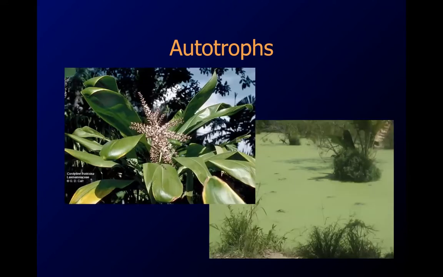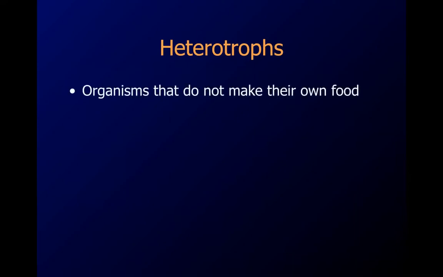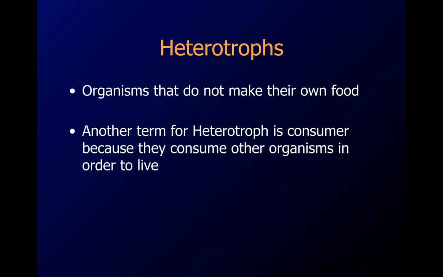Here are perfect examples of autotrophs. Now, this substance that you see here on the aquatic system there, that is green algae. You know, scientists believe that green algae was one of the first forms of life on our planet billions or millions of years ago. Heterotrophs are organisms that do not make their own food. Another term for heterotroph is consumer, because they consume other organisms in order to live.